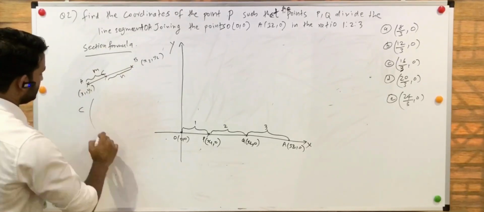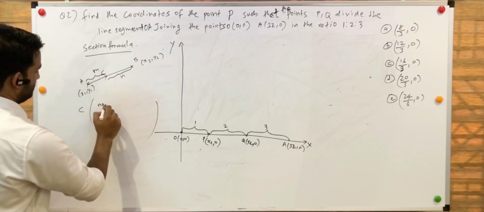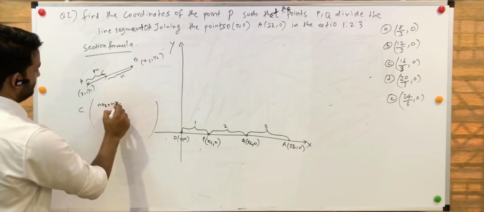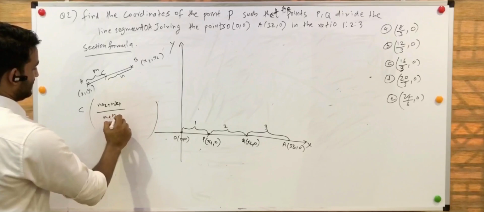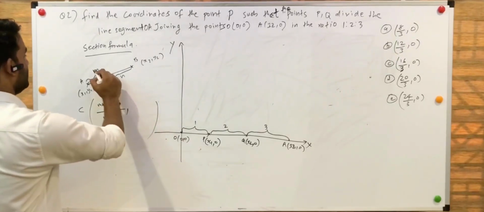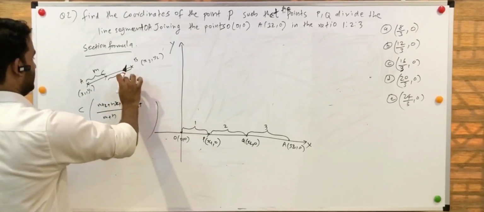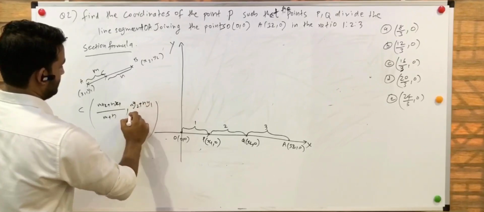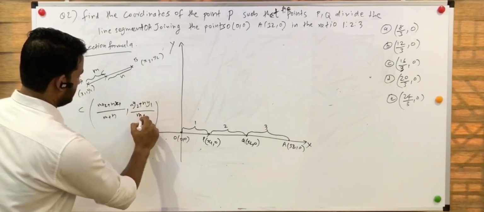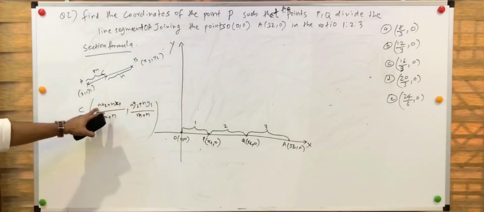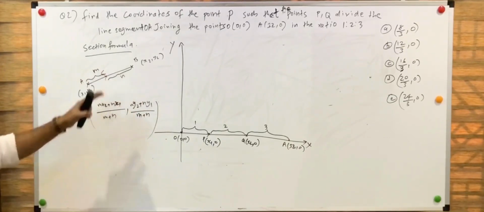The coordinates of C are given by m into x2 plus n into x1, divided by the sum of the ratios. Similarly for y coordinates, take m into y2 plus n into y1, divided by the sum of the ratios. So this is the x coordinate of the point C and that is the y coordinate of point C.